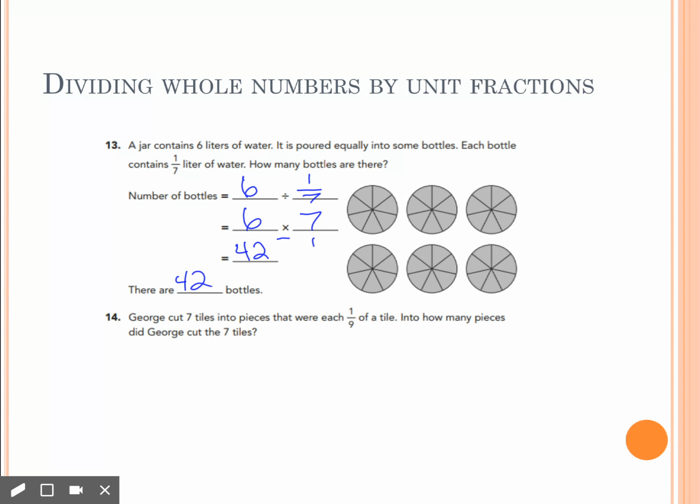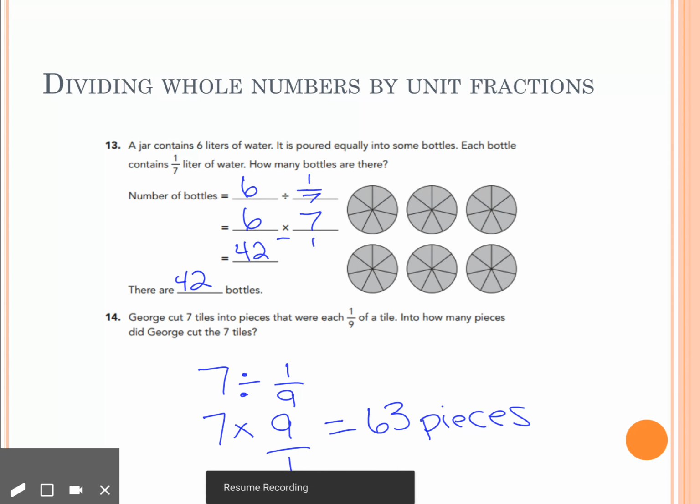Then here we have number 14. George cut 7 tiles into pieces that were 1/9 of a tile. How many pieces did George cut the 7 tiles into? So I'm starting with 7. I'm splitting them up into groups of 1/9. And again, because I'm splitting them up, that tells me it's a division problem. So now I'm going to do the math by keeping my first digit, flipping my second to its reciprocal, and multiplying straight across. 7 times 9 is 63. So my answer would be 63 pieces.